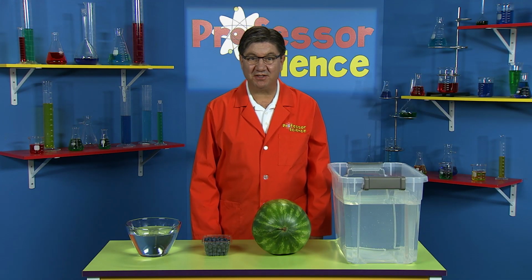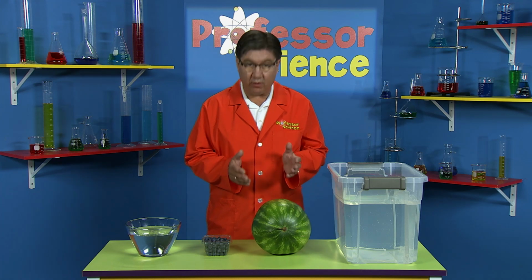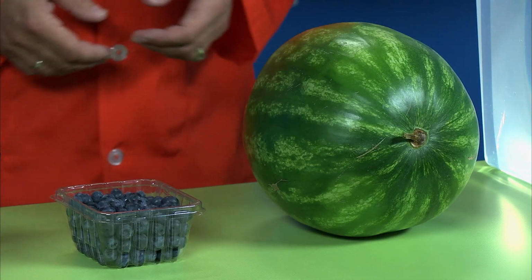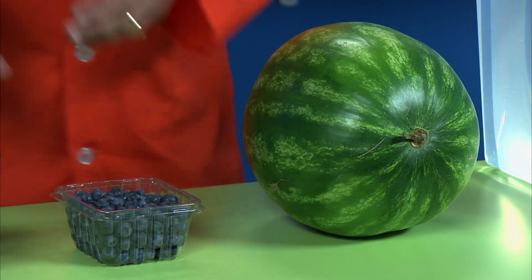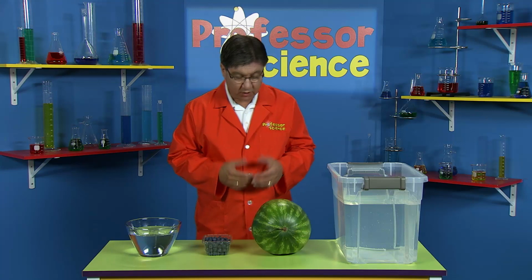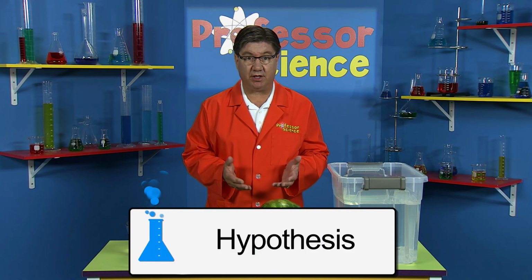Hi, boys and girls. Today we're going to do an experiment to see if we can predict whether an object can either sink or float. So I have a watermelon, some blueberries, a small container of water, and a large container of water. So the first thing we need to do is make a hypothesis or prediction.